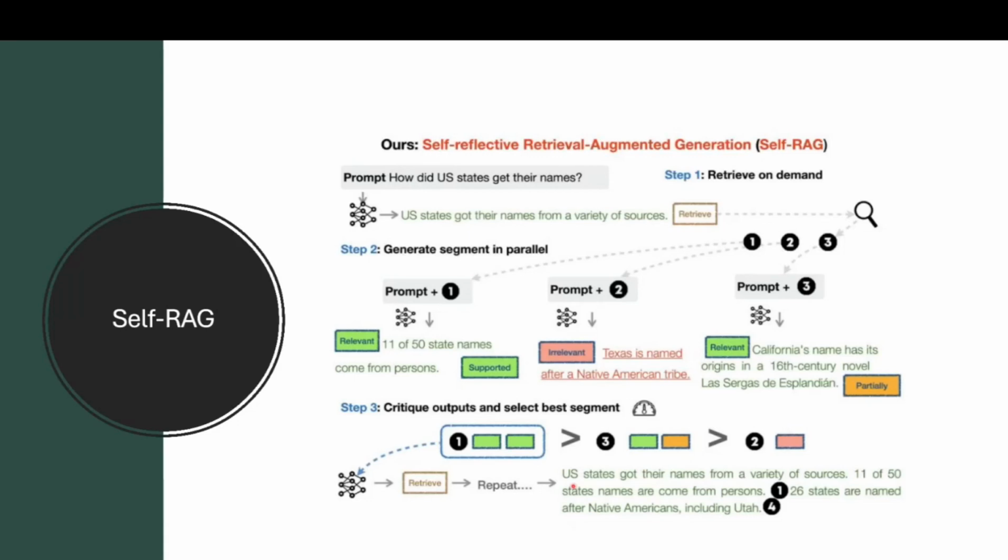So let's read the response which is generated by agents using the self-RAG approach. US states got their names from a variety of sources. This is the response from the LLM. Then, 11 out of 50 states' names come from persons. That is the first response from prompt one. And then 26 states are named after Native Americans, including Utah. Here, that is the fourth one, which will happen after this. There might be a fifth or sixth, and the response would be bigger or more appropriate, whatever we decide.